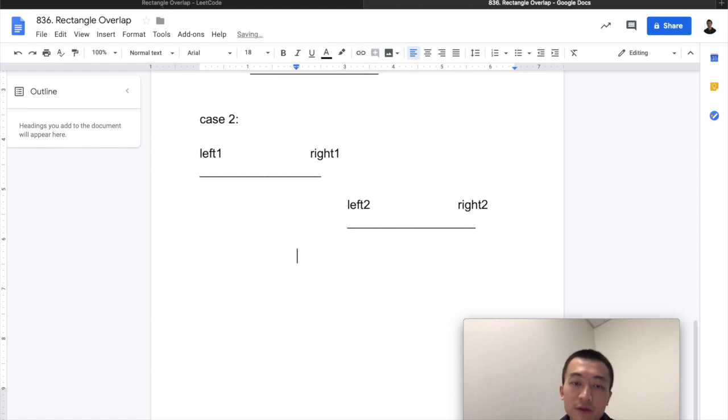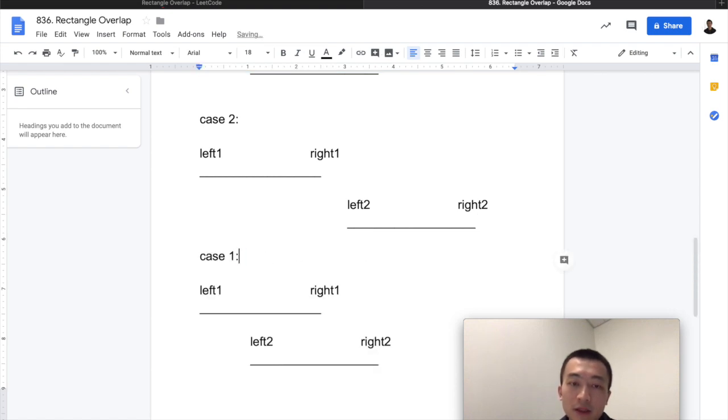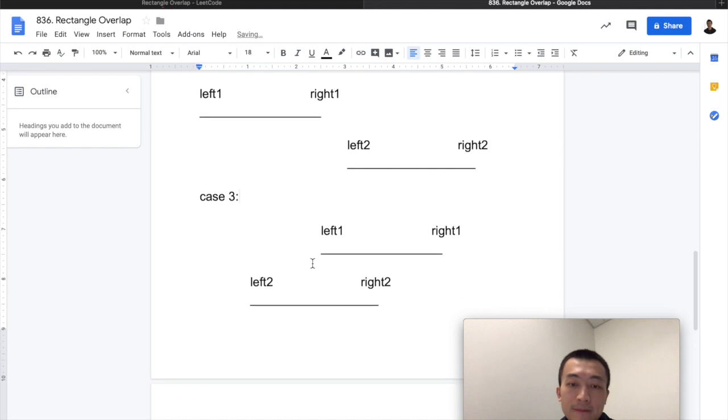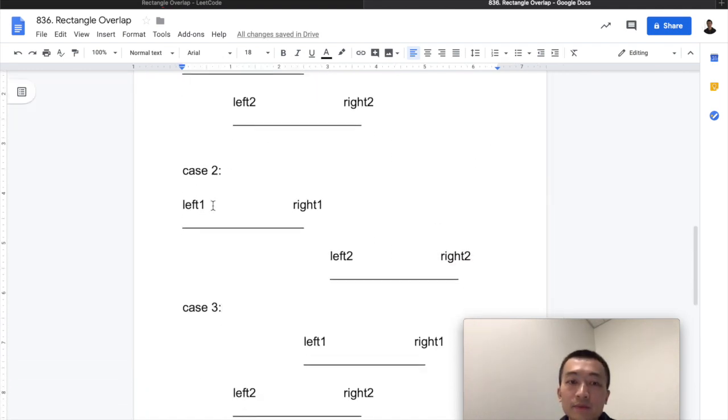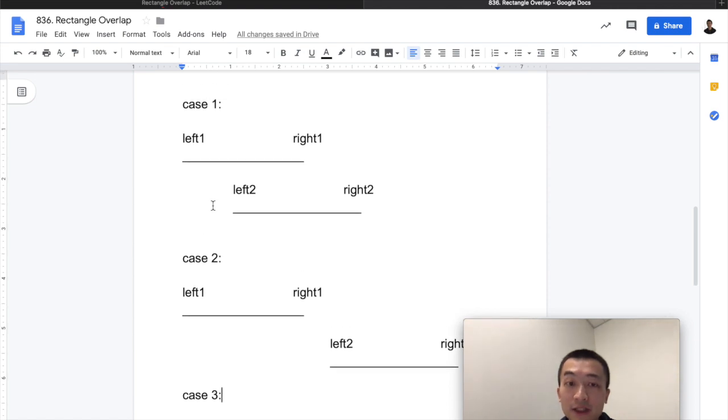It's basically identical. Case 3 is just going to be this. This one is on the right side. These are the three cases. How can we identify these two segments are overlapping each other on the 1D plane? This is 1D. This is just one segment, another segment.